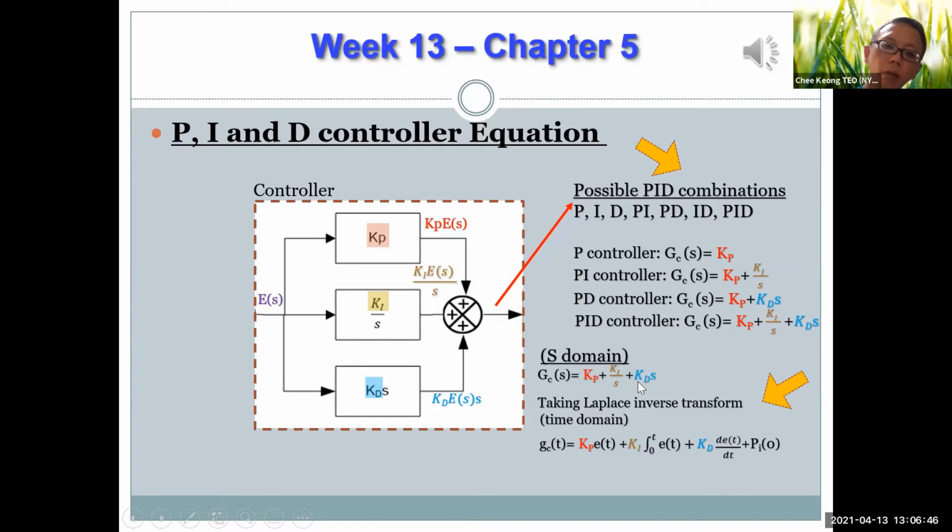Now, if you want the time domain equivalent, then you have to do an inverse Laplace, right? After the inverse Laplace, you can multiply by your error function in time, and that gives you basically g of t at the output here, right?